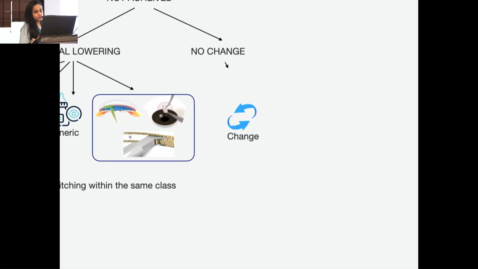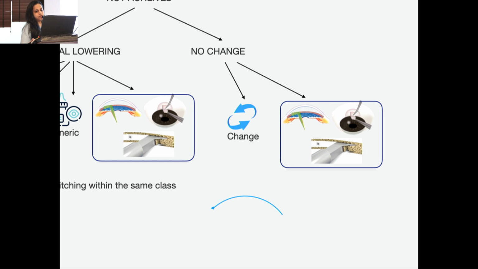And if there is no change, you have to change. It can be class switching within the prostaglandin, or you can change to a different class, or you go with the mixed procedure or SLT, and if required, you can do the trabeculectomy. So this cycle continues till you get a maximum tolerable medical therapy.